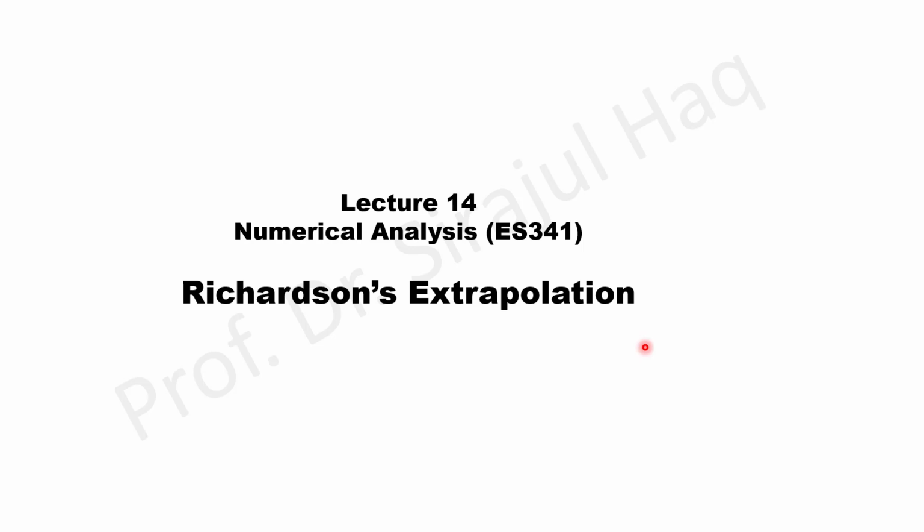As I discussed before, in the case of interpolation, if we have certain data points and we want to find out the approximate value of the function at a point which lies between 1 and 1.4, then this procedure is called interpolation.